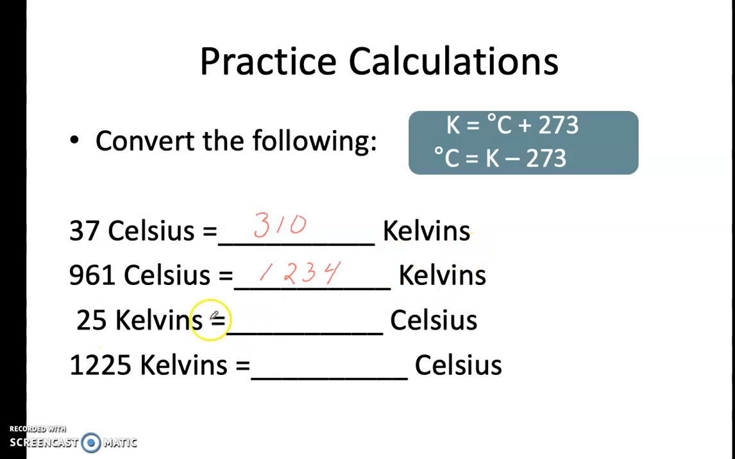All right, now if we have, let's say, 25 kelvins, and we want it in Celsius, we would put that in the second one here. So we'd say 25 minus 273, which is going to give us a negative number, negative 248 degrees Celsius. Okay, and remember, degrees Celsius is degree C, and Kelvin is just simply K.